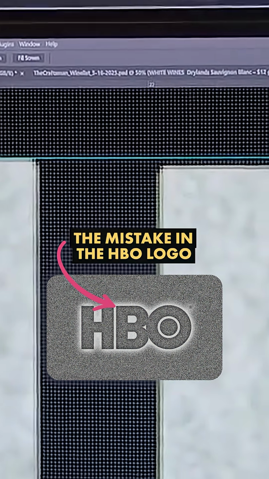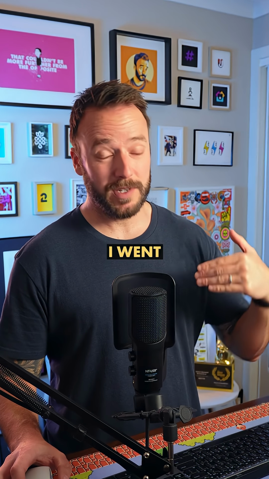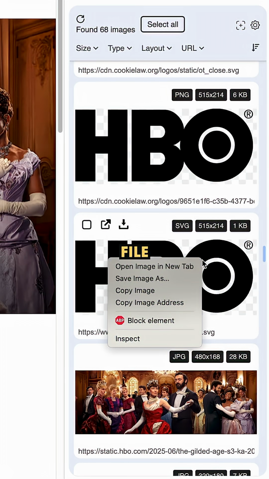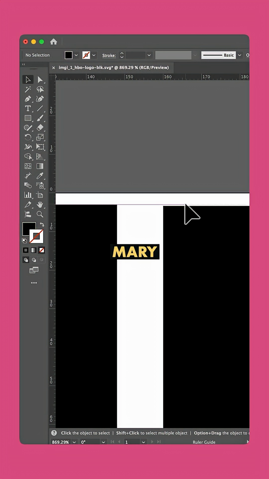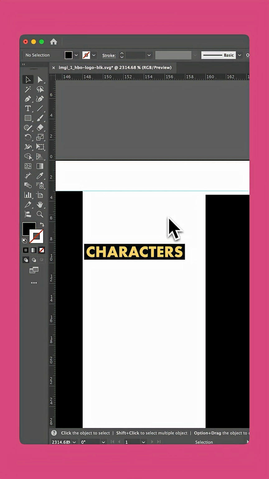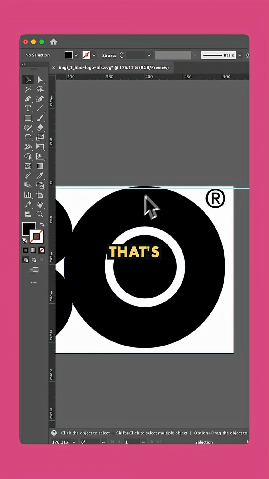It's saying the H is higher than the B. HBO. Okay, I was skeptical about this at first, so I went to the HBO website, pulled the SVG file from the homepage, and then measured it in Adobe Illustrator. And sweet Mother Mary and Joseph, the tops of the H and B characters don't line up on the official vector file. Now, the O also protrudes over this line, but that's totally intentional.